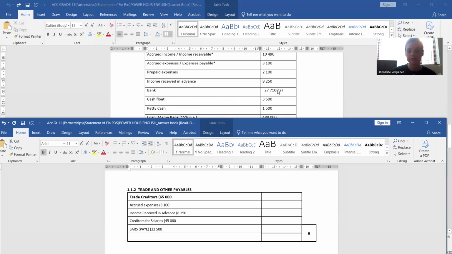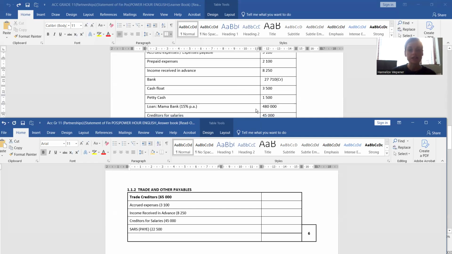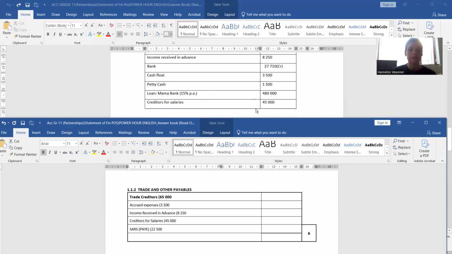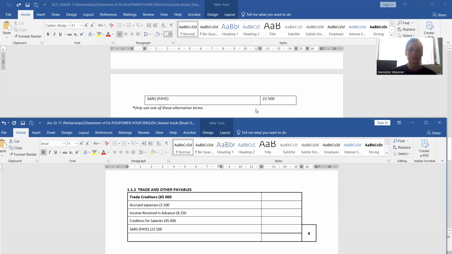Then we have an overdraft for the bank. So we will show that on the face of the SFP. There we have some cash and cash equivalents. Loan is a non-current liability, so not in my trade and other payables note. And then creditors for salaries, the amounts payable to employees. And then SARS pay-as-you-earn payable to employees. So there we see those in our note already.